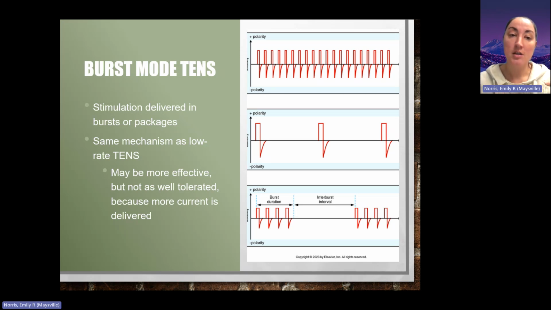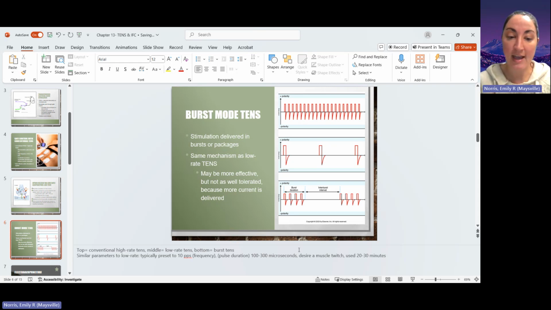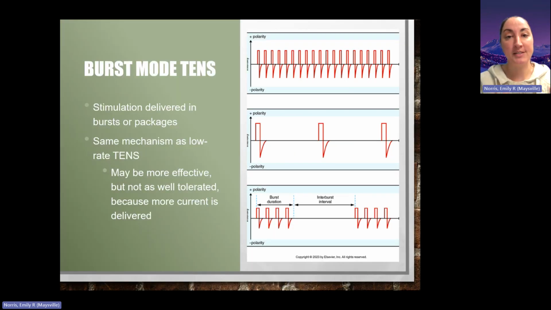This burst mode TENS, not to be confused with beast mode. This has very similar parameters to the low rate TENS. Typically, the frequency that they use is preset in the machine around 10 pulses per second. The duration is typically 100 to 300 microseconds. And once again, you do not want to have this burst mode stim on for more than 30 minutes at a time, but it does have lasting effects if the patient can tolerate it.